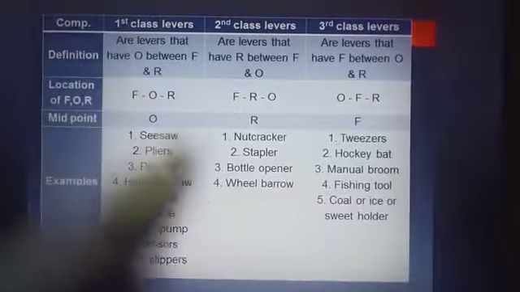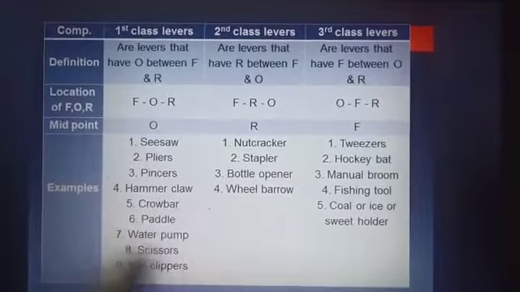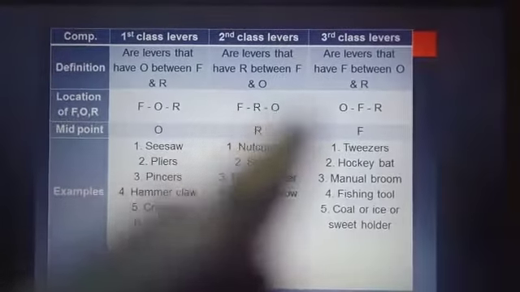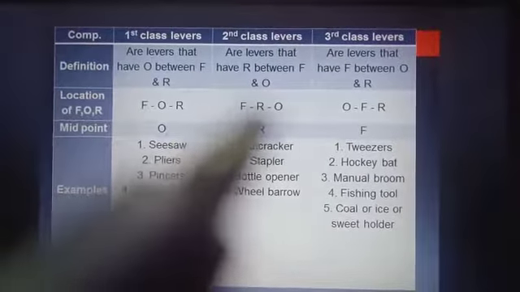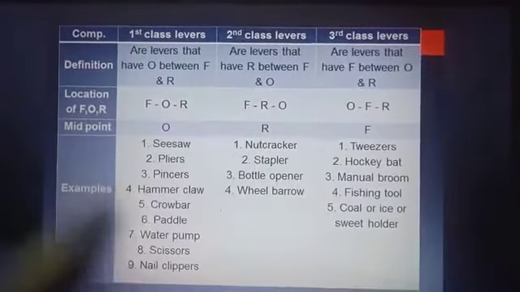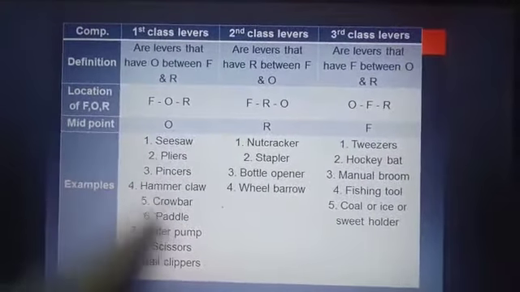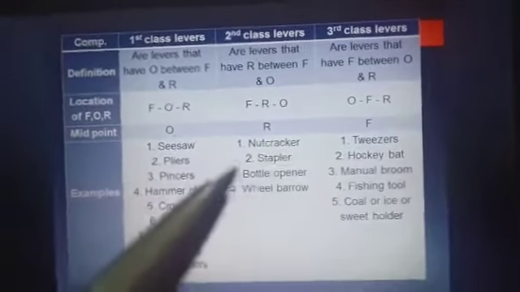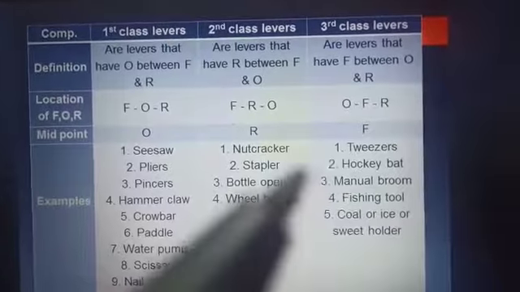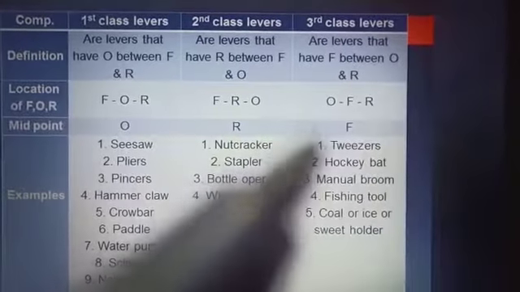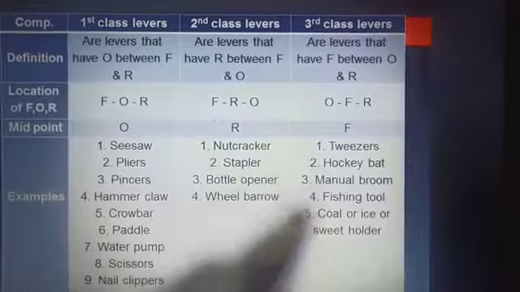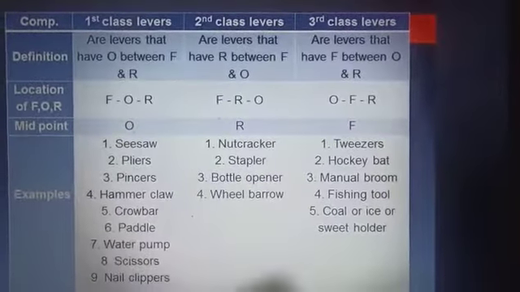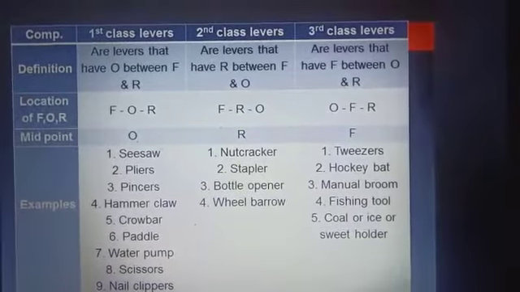Second class levers have R between F and O. F, R, O: FRO. In the middle what? R. What is the midpoint in the first class lever? O, the fulcrum. What is the midpoint in the second class lever? R, resistance. What is the midpoint in the third class lever? F, effort force. Examples: tweezers, hockey pad, manual broom, fishing tool, coal or ice or sweet holder.